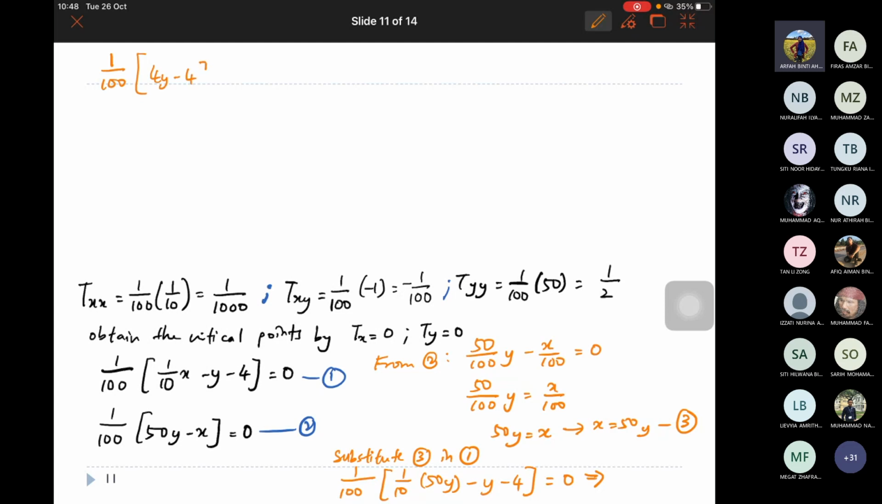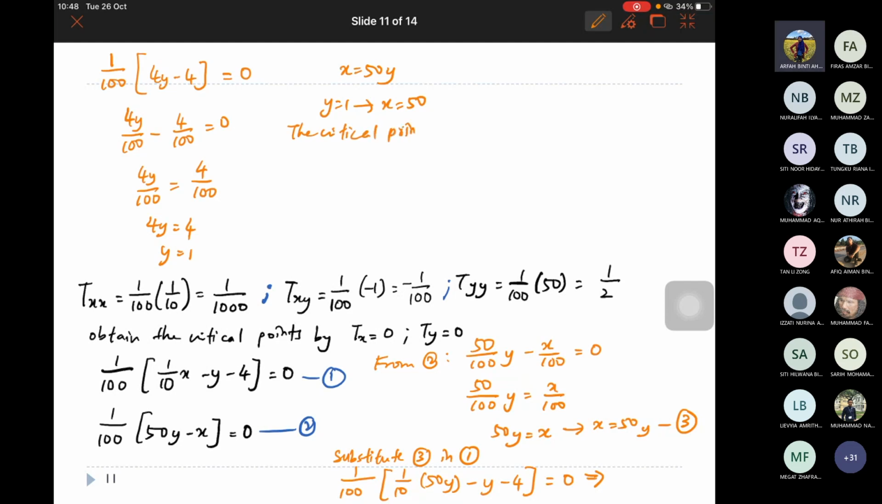Okay, 4Y tolak 4 sama dengan kosong. So 4Y per 100 tolak 4 per 100 sama dengan kosong. 4Y per 100 sama dengan 4 per 100. 4Y sama dengan 4. Y sama dengan 1. Okay. So X sama dengan 50Y. Y sama dengan 1. X sama dengan 50. So the critical points is 51.